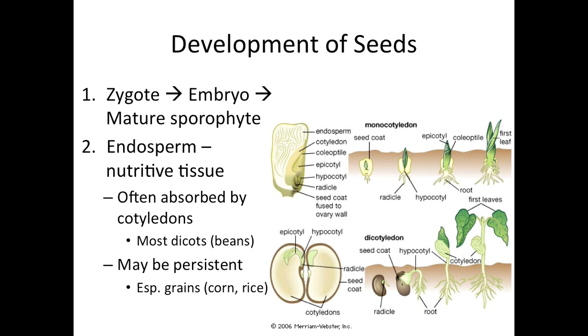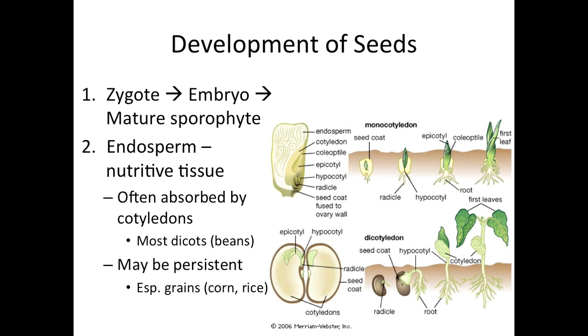So endosperm may be persistent, like in rice or corn, where you have very small cotyledons in the mature seed, and the endosperm, in grains at least, is what you eat. And it acts as, once the plant starts to germinate, that's when the tissue is consumed.